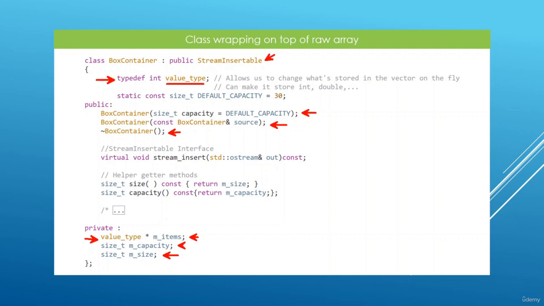The last thing I don't want to ignore is that we have our stream insert method, which is going to be forced on us by the stream insertable interface that we are inheriting from here. And this is going to allow us to print our collection on std::cout. And this is going to work really well. Now that we know this, we're going to head over to the next lecture and start putting this together.